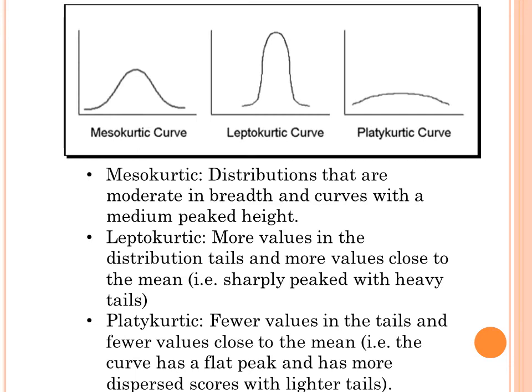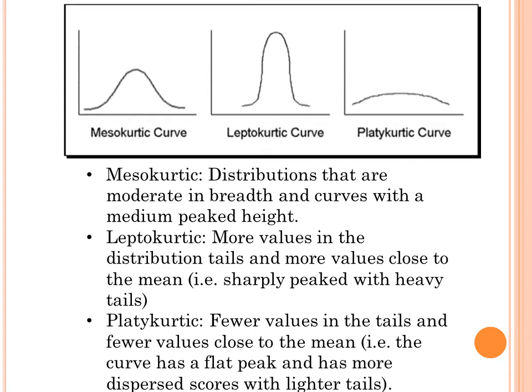Alright, so when we are talking about skewness, it entails the imbalance or asymmetry. When we say kurtosis, it entails the peakedness of the distribution. Alright, so we have here three types of kurtosis: mesokurtic, leptokurtic, and platykurtic curves.